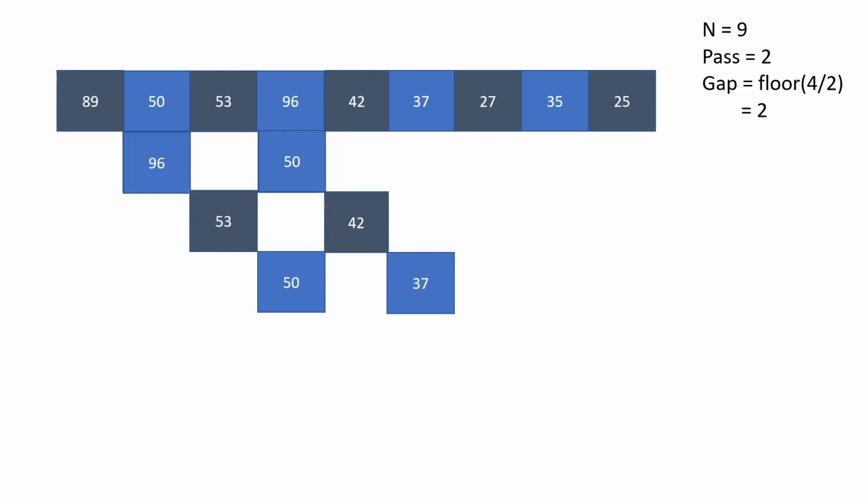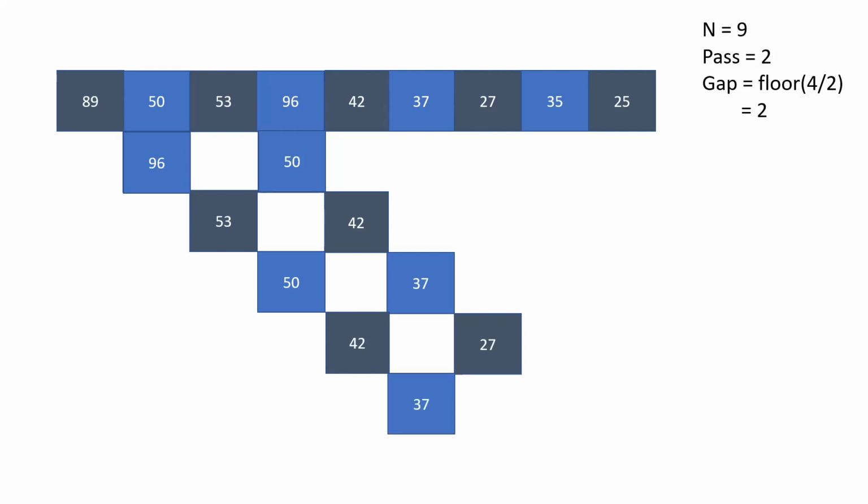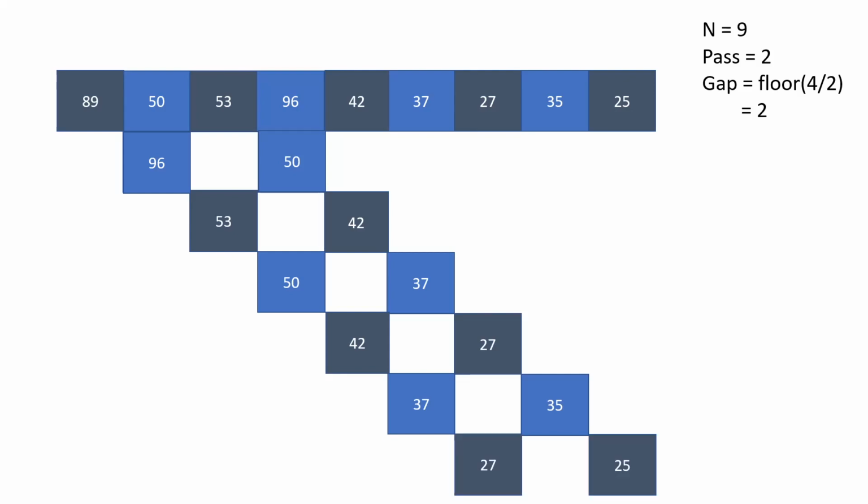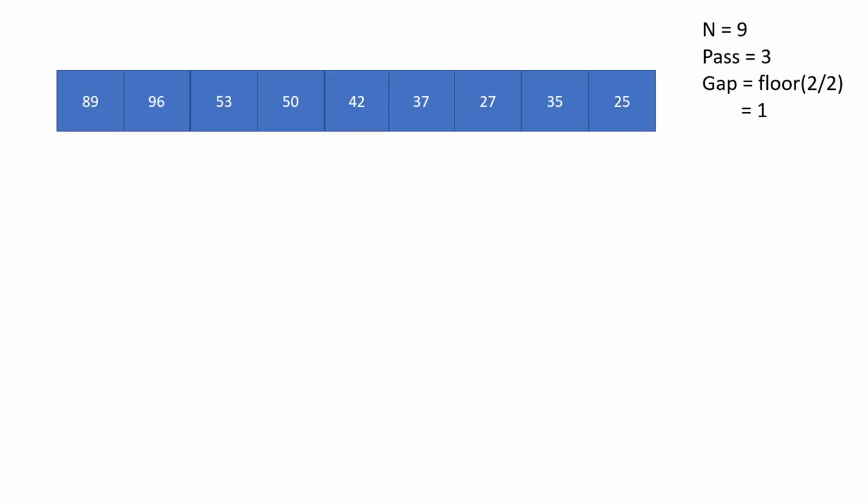So when comparing 50 and 37, 50 is bigger, nothing will change. 42 and 27, 42 is bigger, nothing will change. 37 and 35, 37 is bigger, nothing will change. And lastly, 27 and 25, 27 is bigger, nothing will change. Next, we'll increase the pass by 1 and further divide the gap by 2 to find the new gap. And the new gap is 1, which is the smallest gap we can get. So that means this pass will be the last pass, which is the last stage.